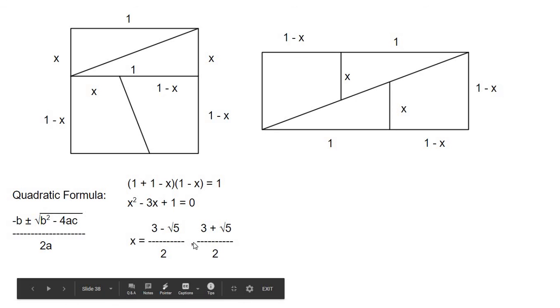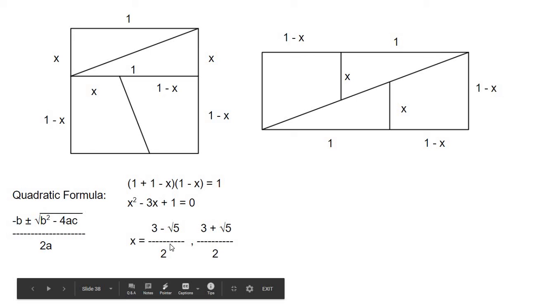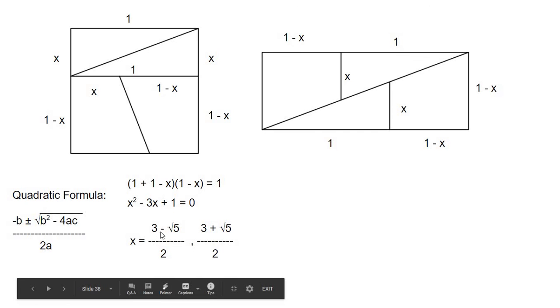Both of them are positive, because root 5 is about 2 point something, so it's less than 3, and that's still going to be positive. Now we have to see that x must be less than 1, because 1 minus x should not be a negative value, as length cannot be negative. So 3 minus about 2 point something is about 0 point something, divided by 2. That's still less than 1.